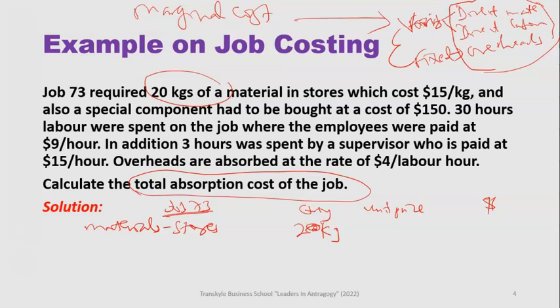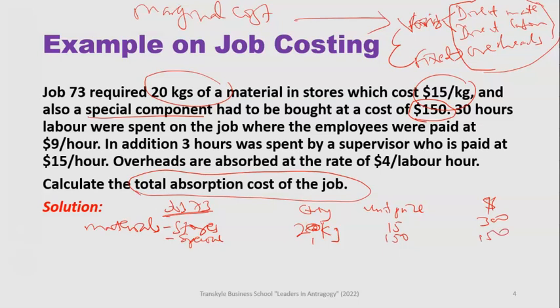Alright, 20 kgs, and the unit price was 15 from the question. That's $15 per kg. And we say 20 multiplied by 15, you get 300. Then we move on to other materials. There is a special component from the question, which has been bought for 150. This component is very special, and it is just one component at 150. Then multiplied by 1, that's 150.